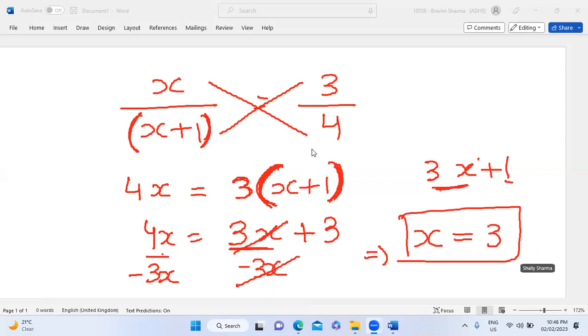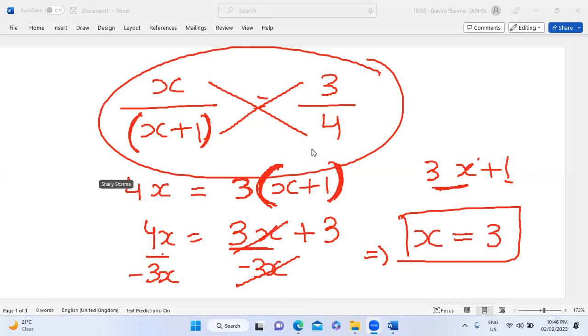Okay. So these are the three types I discussed in this video. These are all dependent on each other. While solving the equation with fractions, I used the previous one. Okay, I hope these concepts are clear to you now.